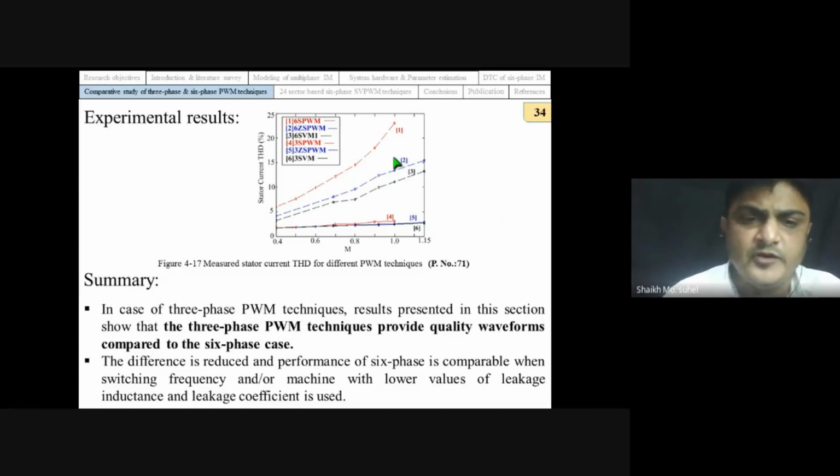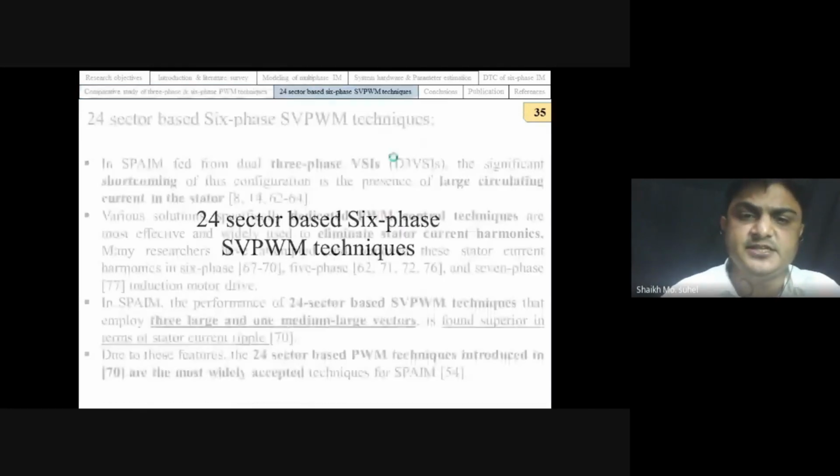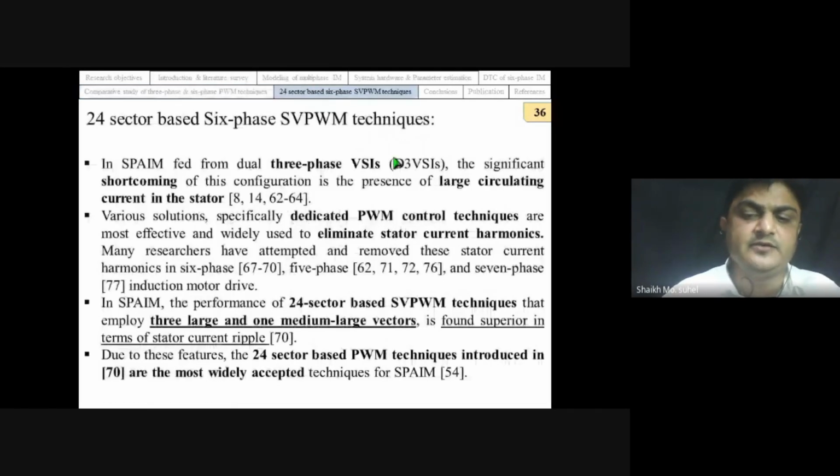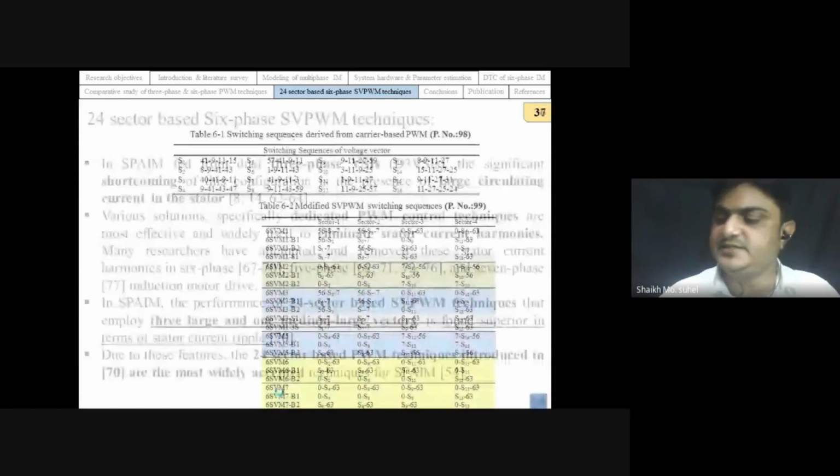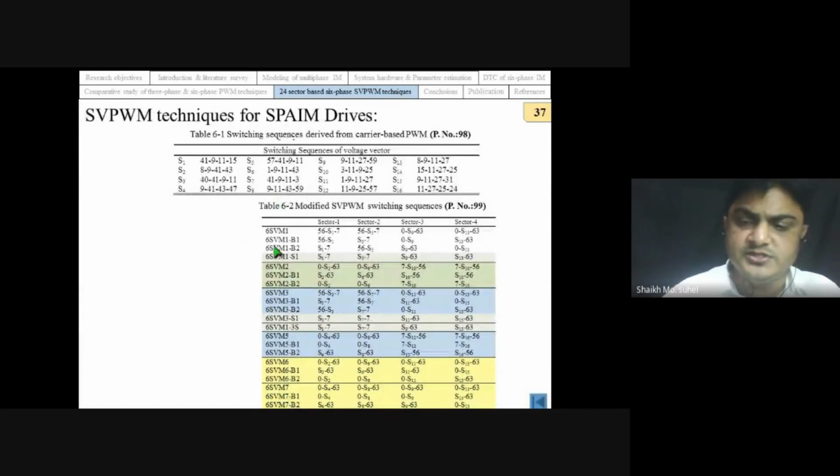What we have found is that the 24 sector based 6-phase SVPWM techniques are very popular and widely accepted because among all PWM techniques, the 24 sector based SVPWM technique provides the lowest stator current distortion, and that's why we have selected the 24 sector based SVPWM technique. So these are all the PWM techniques that we are going to analyze in this particular research work. The first three techniques are reported in the literature.